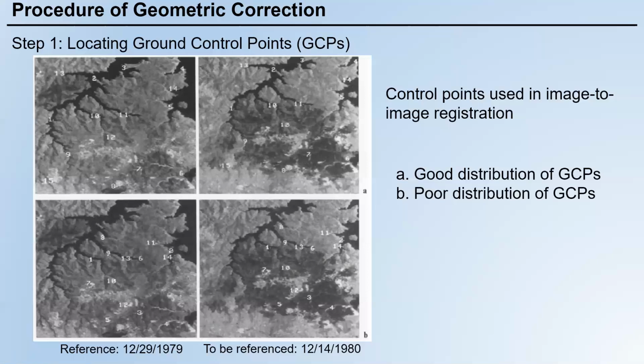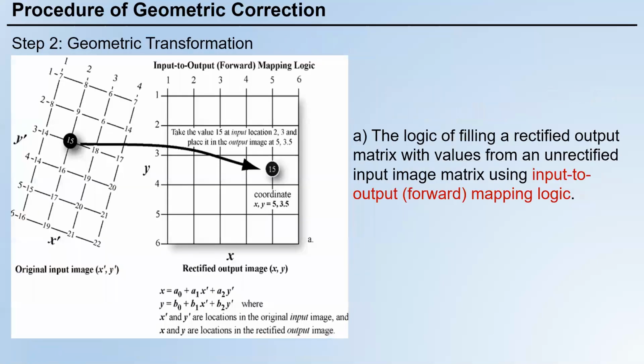So first principle, try to find some locations that can be accurately and easily identified in the reference image or reference map and your image to be referenced. Secondly, try to distribute your GCP points across the map. Do not just choose GCP points from a part of your image. Okay, now step 2.